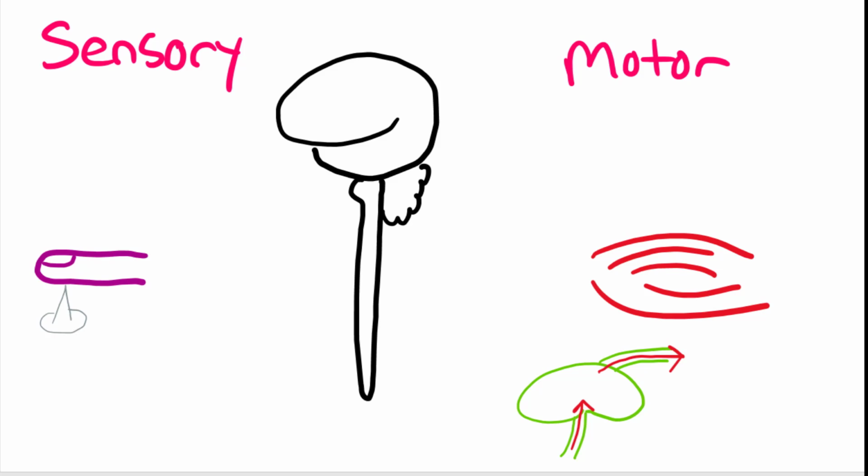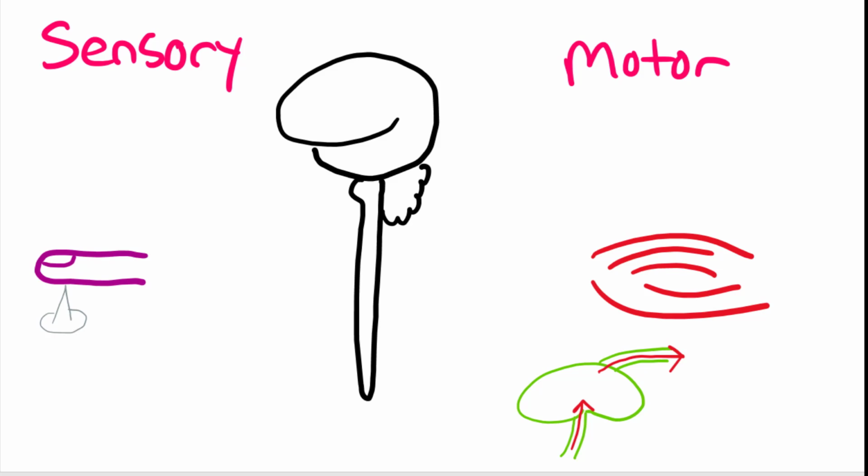Hi, in this video, I want to talk about the differences between the terms sensory and motor as applied to the nervous system. We use the terms sensory and motor as adjectives, and these can be used to refer to parts of the brain or pathways leading to and from the brain, or they can also refer to types of neurons, but they are adjectives.